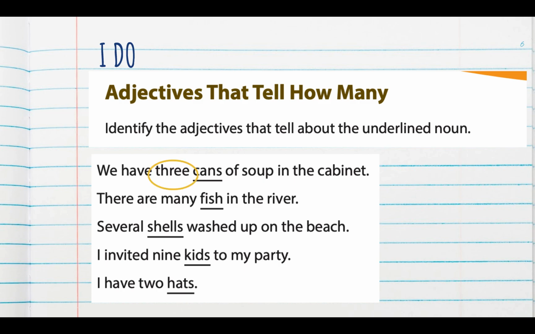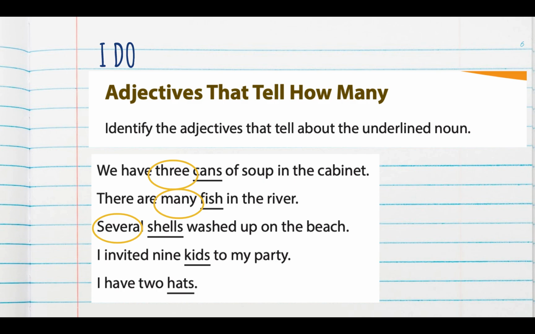3. There are many fish in the river. Here the noun underlined is fish and the adjective describing it is many. This is what I was talking about on the last slide. Many is not an exact number, but this is still telling us how many fish we're talking about. So it's still a describing word, which is an adjective. Several shells washed up on the beach. Here, the noun we're looking at is shells. The word several describes the shells. It tells us how many.